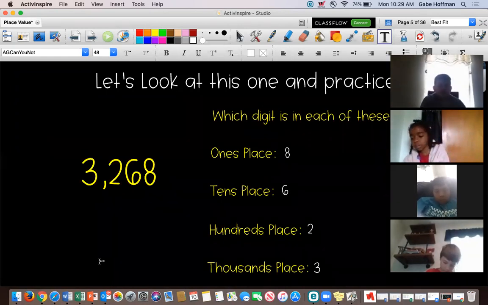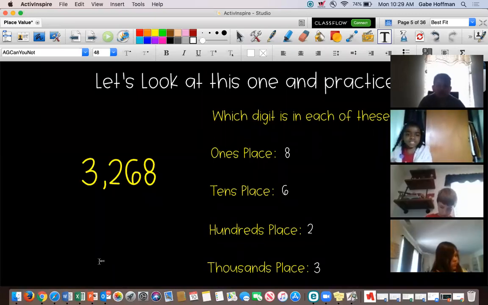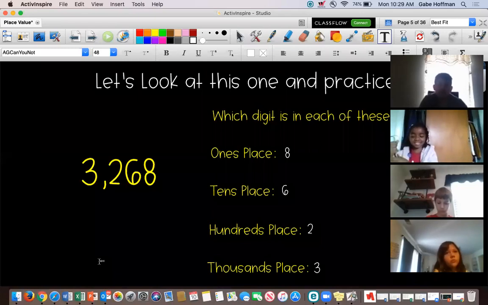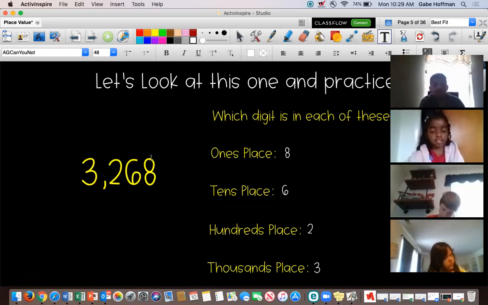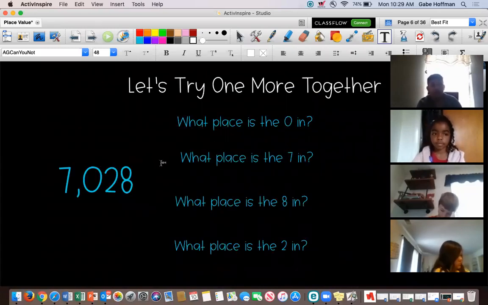Raise your hand if you can tell me how many digits are in this number. Clay, go for it. How many digits are in this whole number? There are 4 digits in this number. Very good. 8 is the first digit, 6 is the second digit, 2 is the third digit, and 3 is the fourth digit.